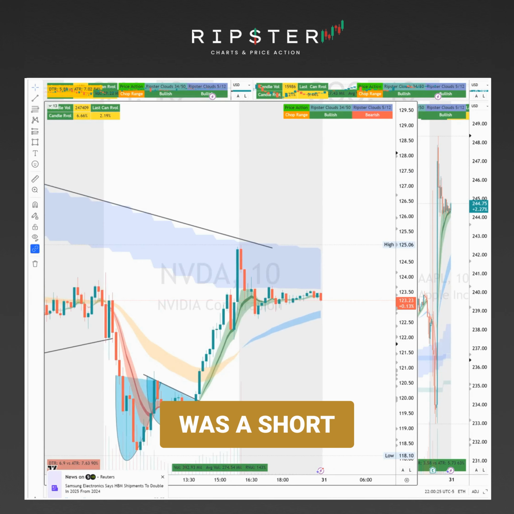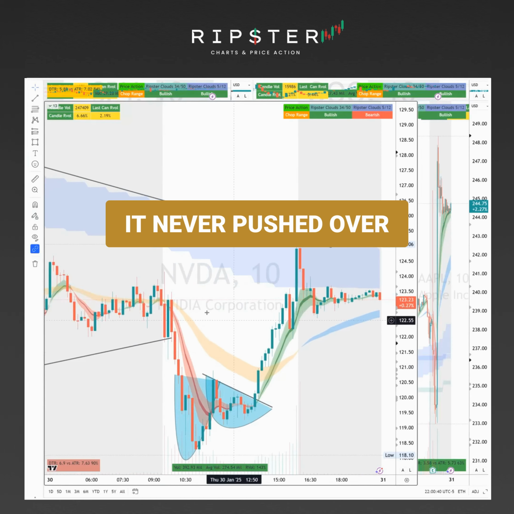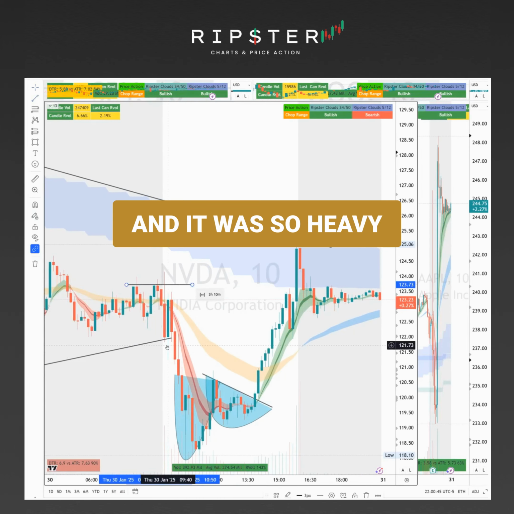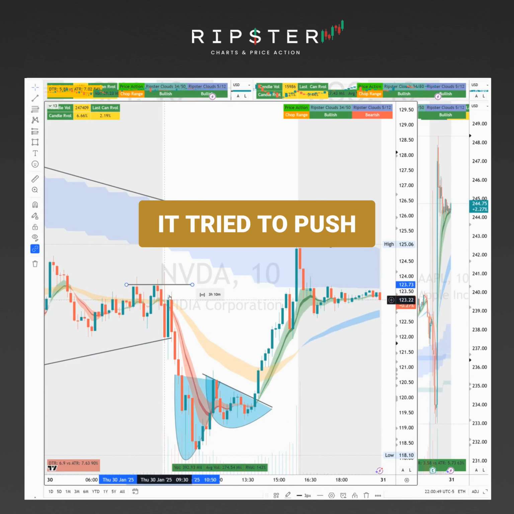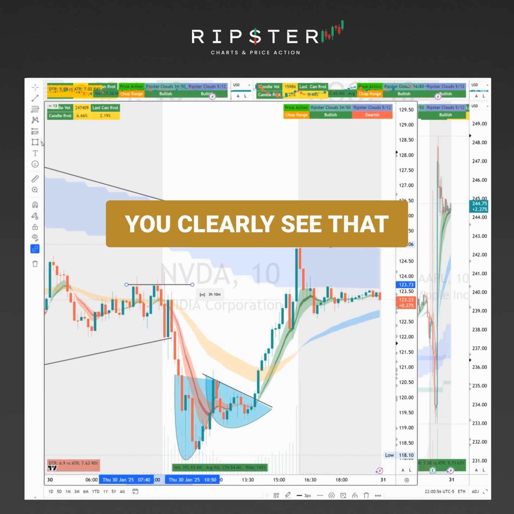So Nvidia today, guys, was a short. Long if 122 holds, bullish bias if semis are strong. So you see that it never pushed over the 124 resistance. Never. And it was so heavy because semiconductors were heavy at that time. It tried to push. Folks in the community asked me if we're going to long it. I said, no, I do not like it. I'm not confident about it. You clearly see that it's a hard setup.